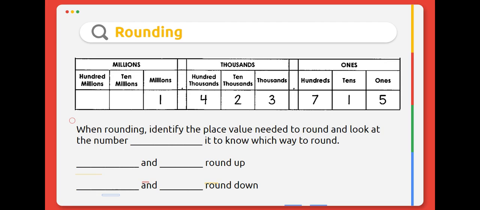Now, this is where we have a lot of trouble, and I know a lot of students struggle with this. But let's look at this. When rounding, identify the place value needed to round and look at the number behind it. So if it says to round to the 400,000s, I'd go backwards to the 10,000s to see if I need to round it. So remember this, 5 and up, we're going to round that number to the next number. 4 and down, we're going to round it down.